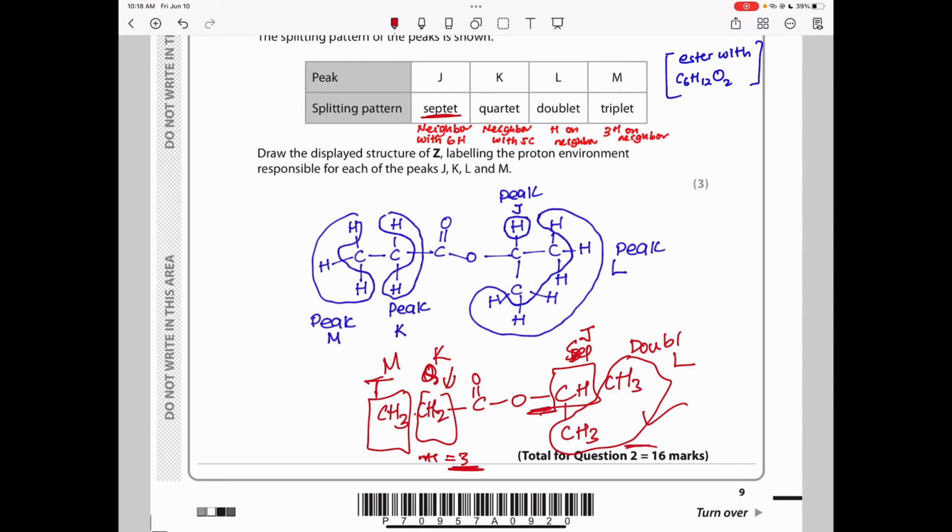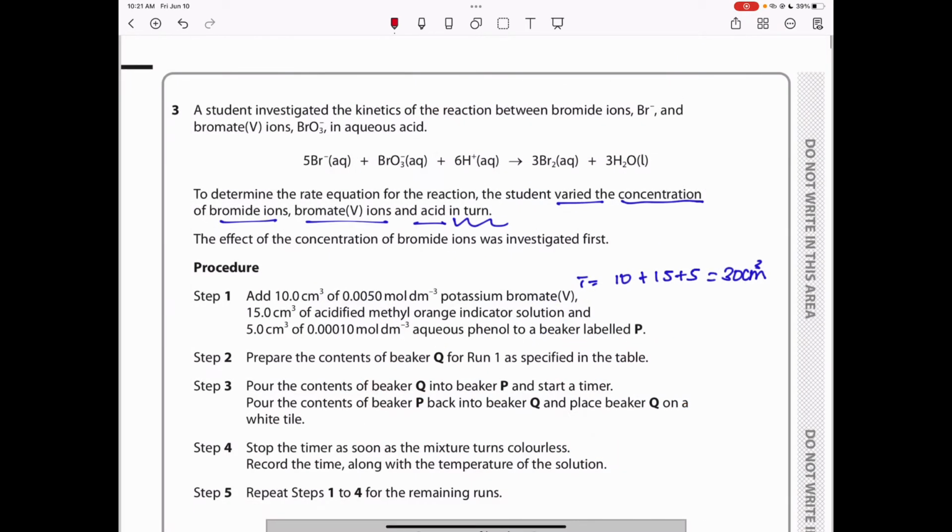So this brings us to the end of question 3. A student investigated the kinetics of the reaction between bromide ions and bromate ions. So this is the equation for the reaction, of course. The first step says, to determine the rate equation for the reaction, the student varied the concentration of bromide, bromate, and acid in turn. The effect of the concentration of bromide ions was investigated first.